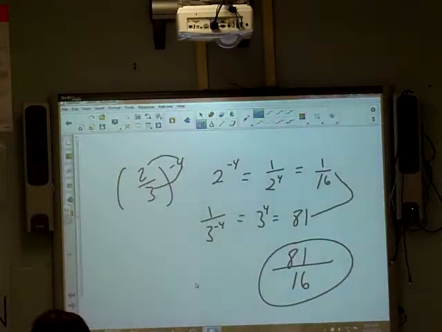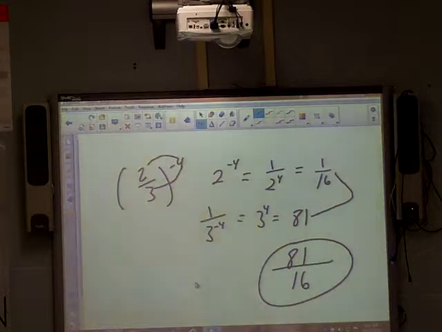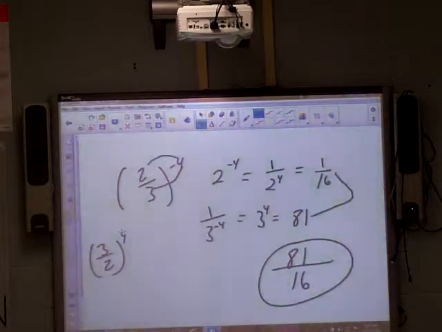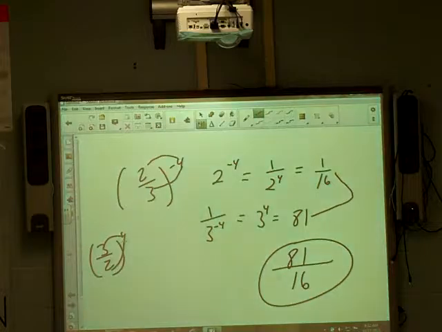Just flip it and do them both to the fourth would be the other way, Scout. That's a good idea. Since this is a negative 4th power, what Scout's saying is he just went ahead and flipped it and made it the positive 4th. 3 to the 4th is 81, and then 2 to the 4th is 16. Good job, Scout.